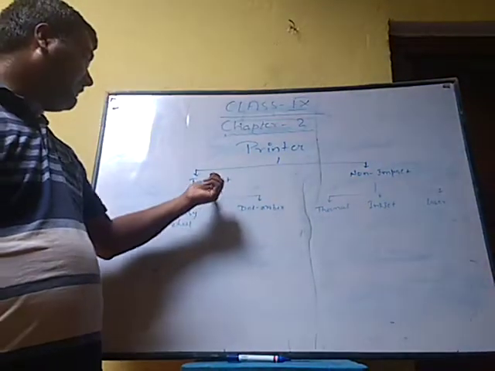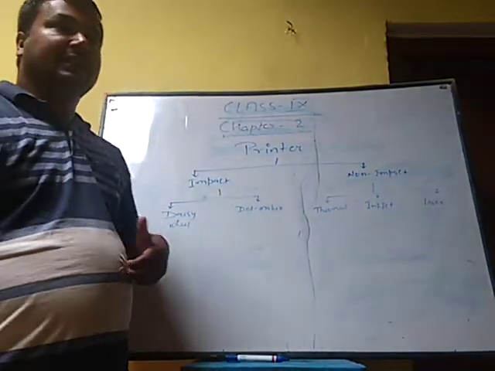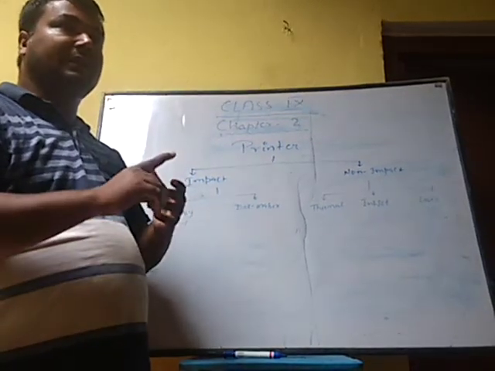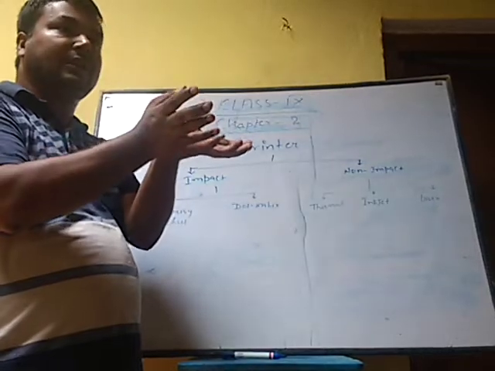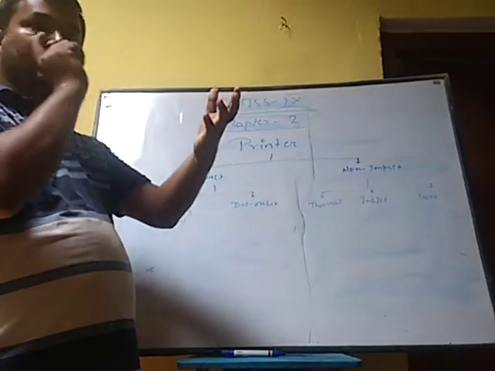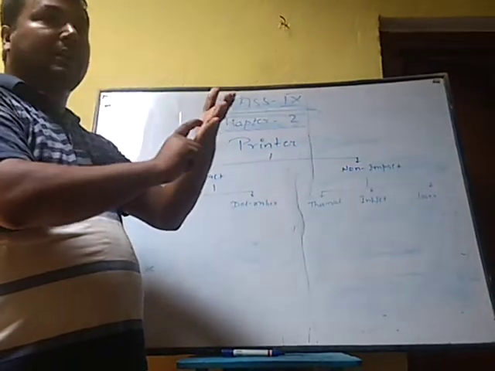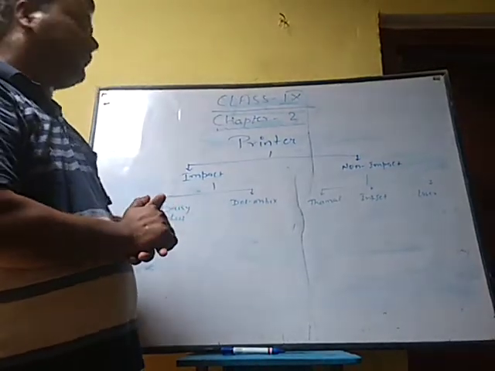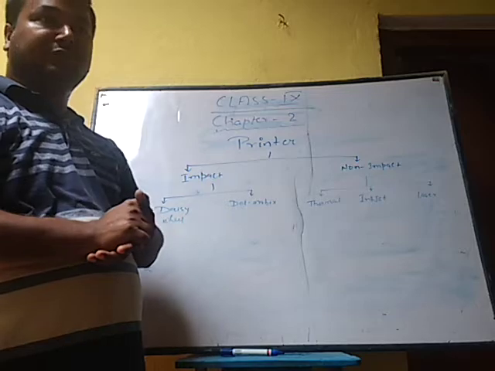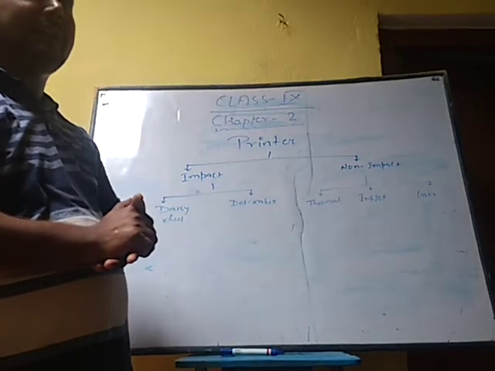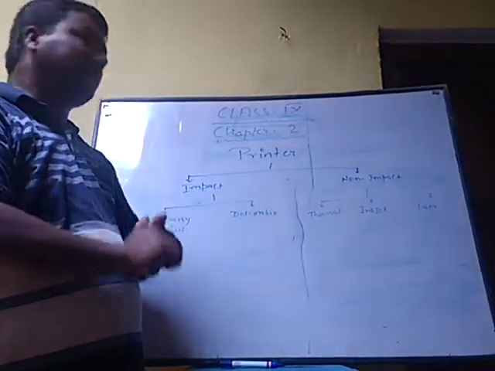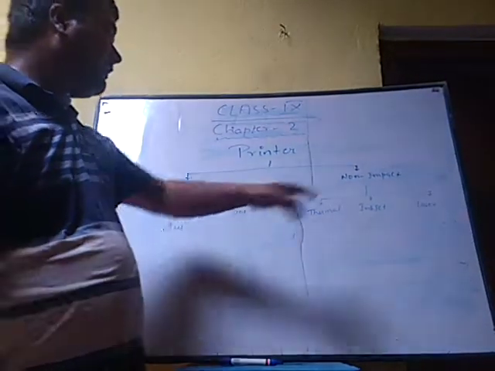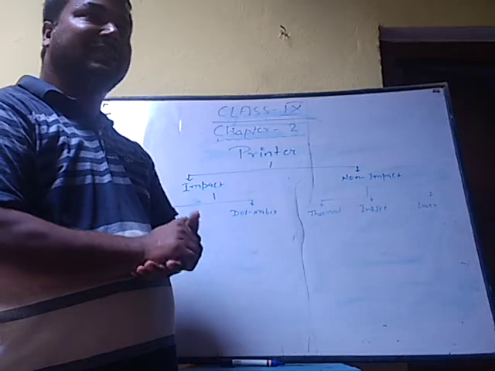An example of an impact printer is the typewriter machine. You have seen that it has so many keys, which strike on the colored or inked ribbon, and that strikes the paper and forms the character. The typewriter machine produces sound, and it can print characters only. So impact printers are also called character printers. Non-impact printers do not produce any sound.